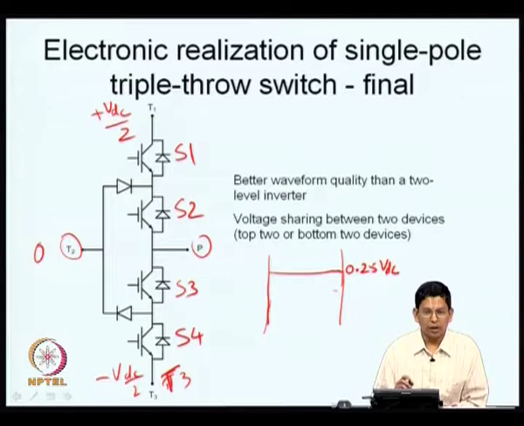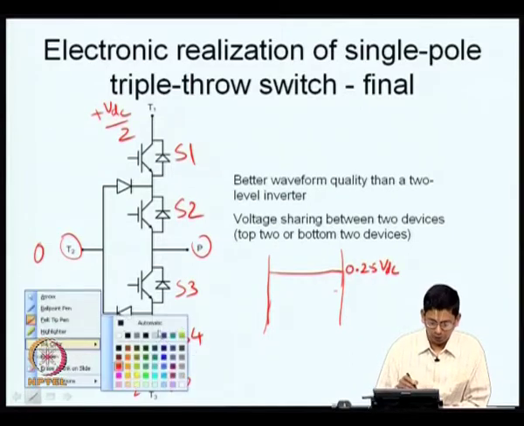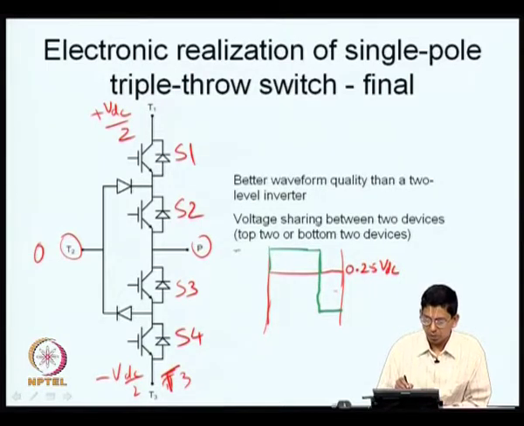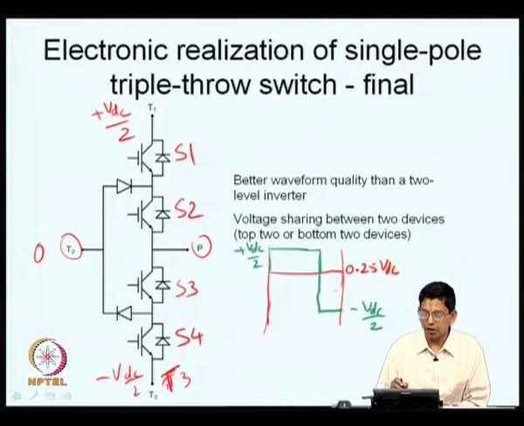If I were to realize this 0.25 VDC using a 2 level inverter, what I would do is apply plus VDC by 2 for a long time and minus VDC by 2 for a shorter time. This is plus VDC by 2 and this is minus VDC by 2. For roughly 75% of the time, if I apply plus VDC by 2 and minus VDC by 2, I get an average like this. This is the situation in a 2 level inverter.